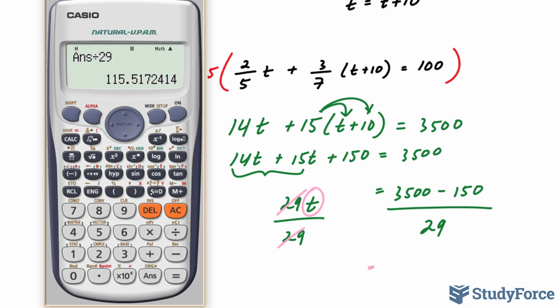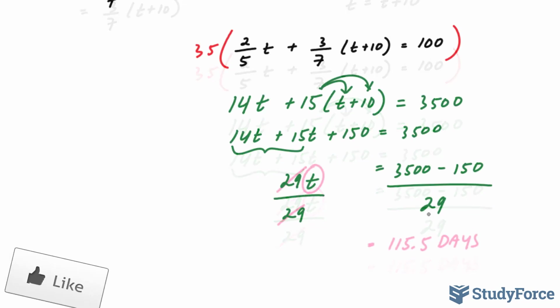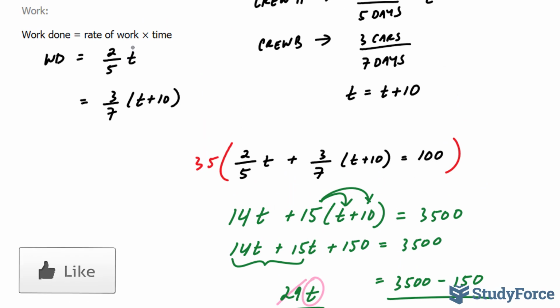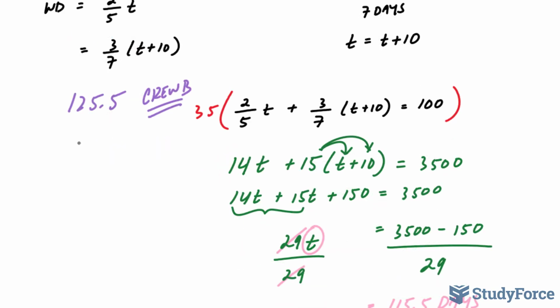and that is 115.5 days. This number right here represents the time Crew A put in to manufacture these 100 cars. And to find out the time that Crew B put in, you'll take 115.5 and add 10 to it, which gives you 125.5 for Crew B, while Crew A was 115.5.